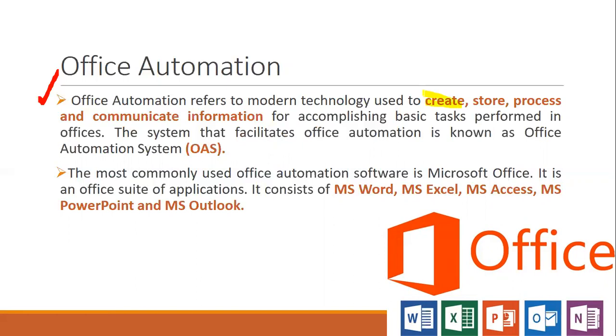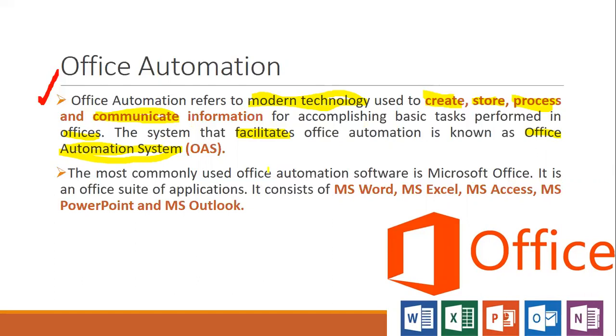What we need to understand is that creating, storing, processing, and communicating information within an office with the help of modern technology is known as office automation. It means that we use the latest technology, latest tools, latest softwares to perform the routine tasks of an office. That system is known as the office automation system, OAS.